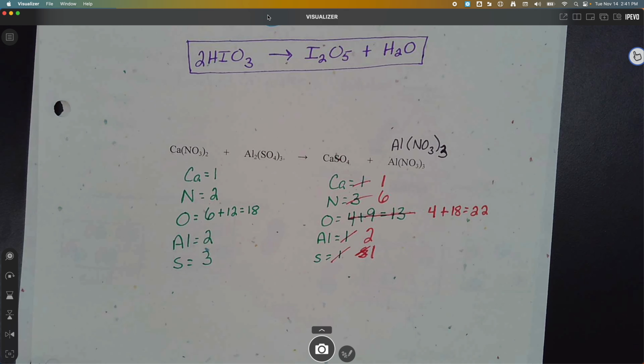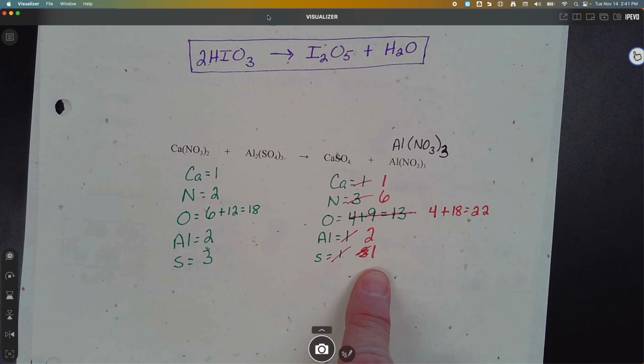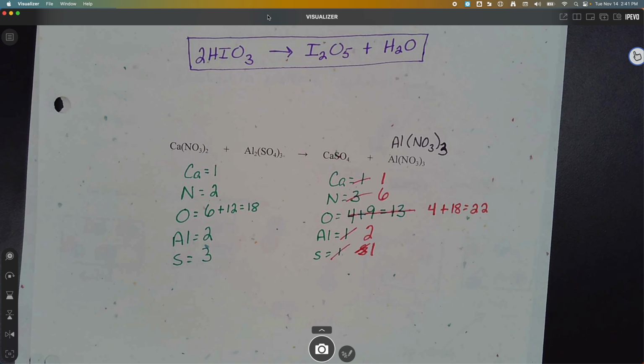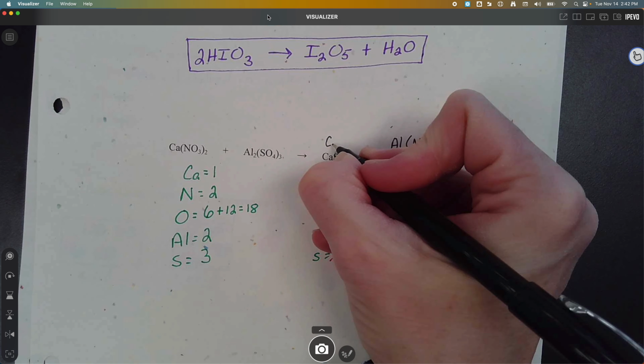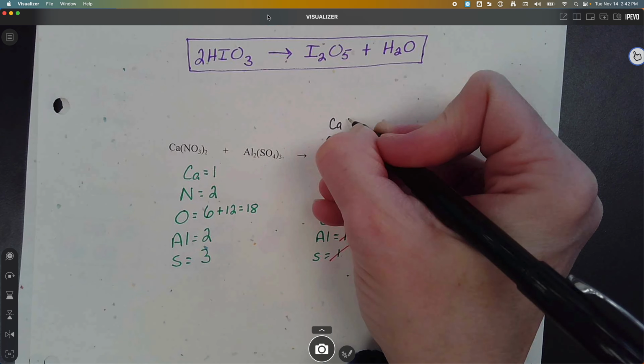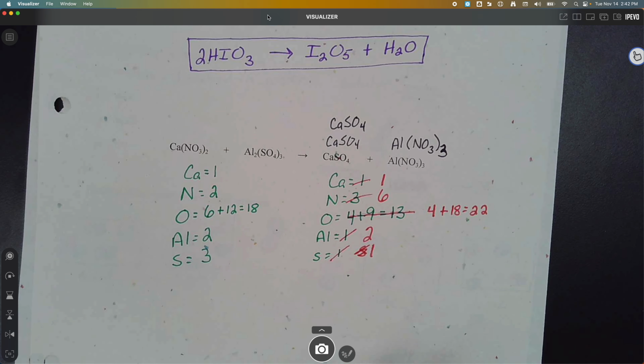I don't know why I wrote S. That's a 1. Okay, sulfur. I feel like that's a pretty easy fix too. I have 1 of them here, 3 of them here. I could use 3 of them over here. So I'm going to make my stack be 3 tall. CaSO4.